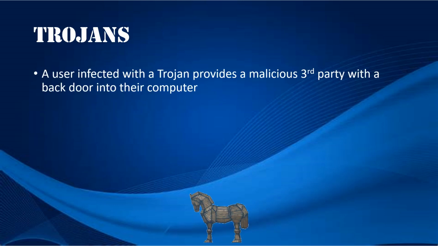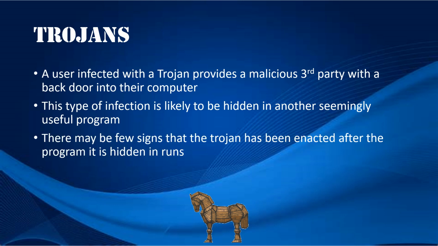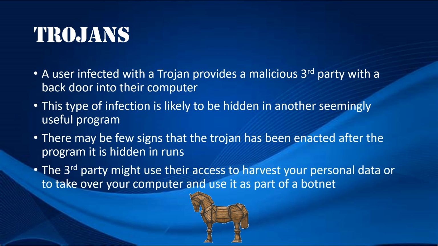A user infected with a Trojan provides a malicious third party with a backdoor into their computer. This type of infection is likely to be hidden in another seemingly useful program. There may be few signs that the Trojan has been enacted after the program it is hidden in runs. The third party might use their computer access to harvest your personal data or to take over your computer and use it as part of a botnet, perhaps to send out malicious spam emails.